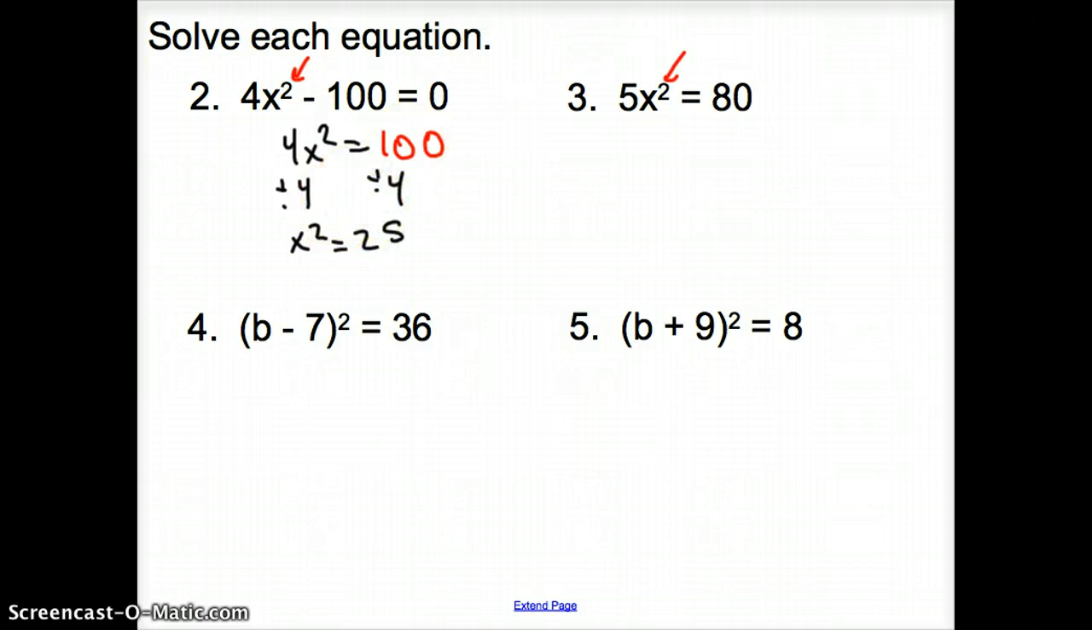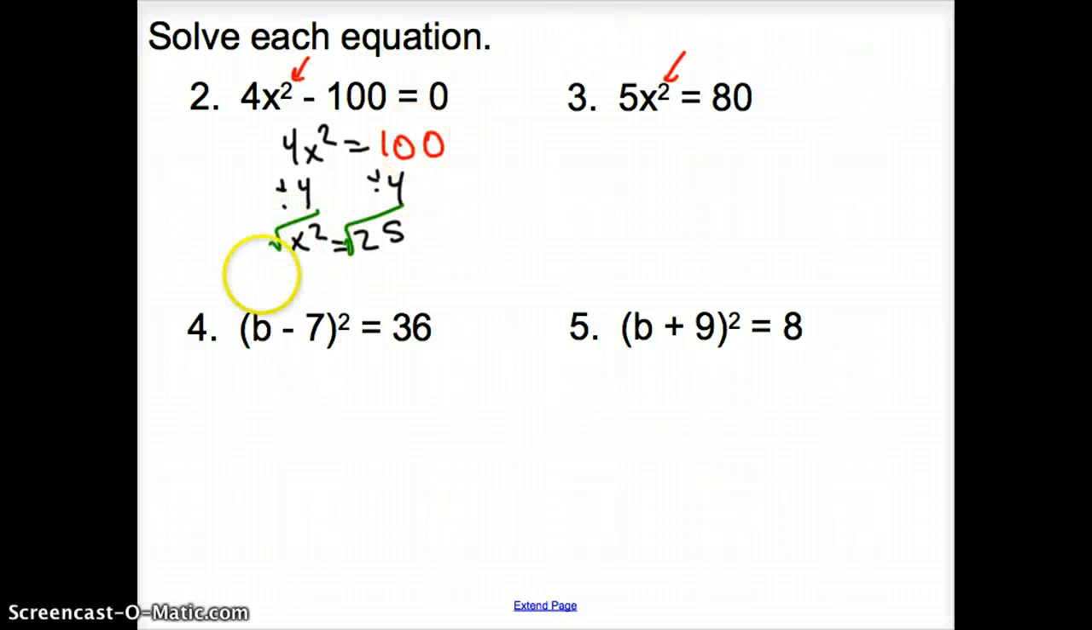Now here's the tricky part, guys. Make sure we're paying attention to this. X squared, how can I get those x's by themselves? Well, I am going to square root both sides, because a square root undoes a square. A square root undoes a square. A square root undoes a square.